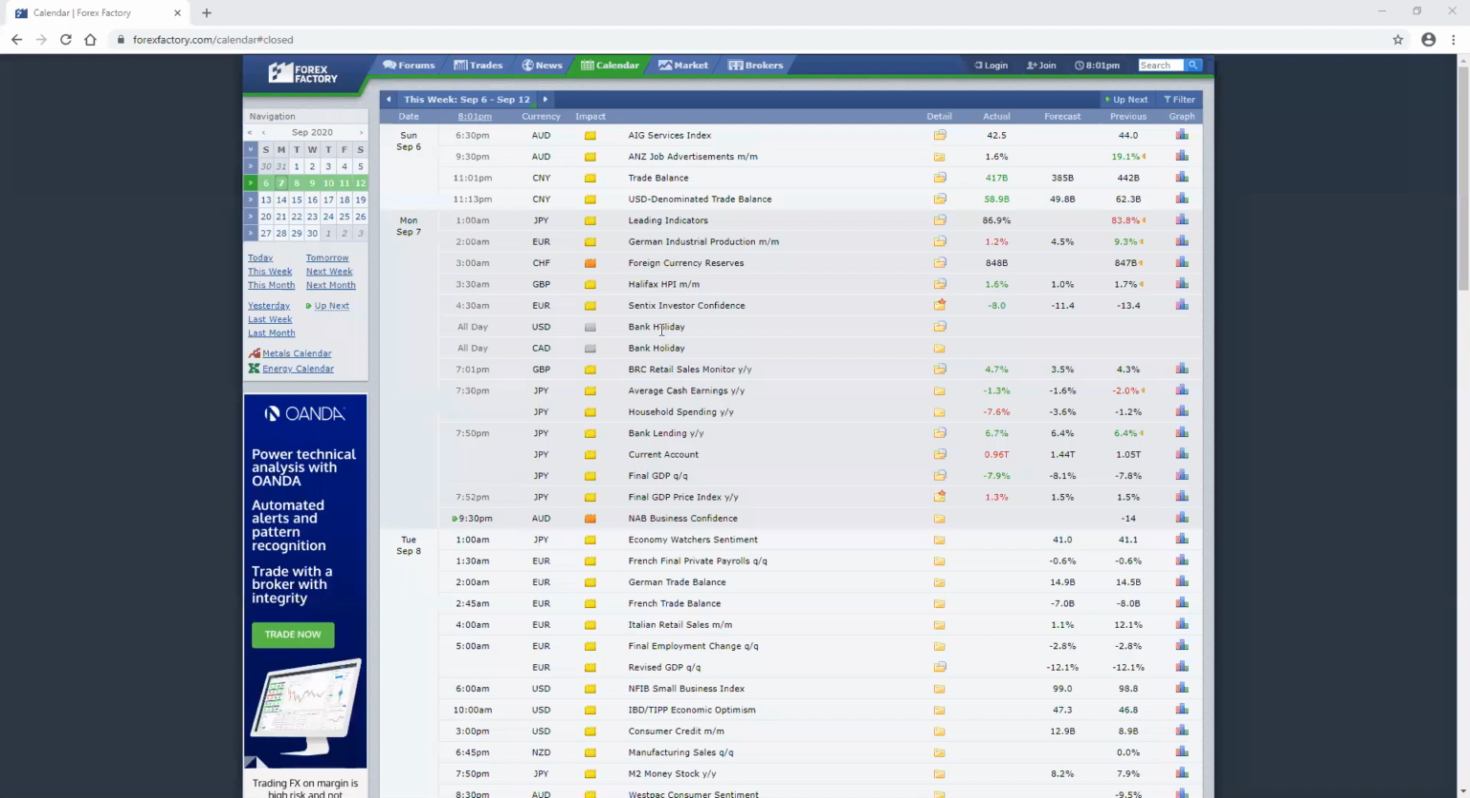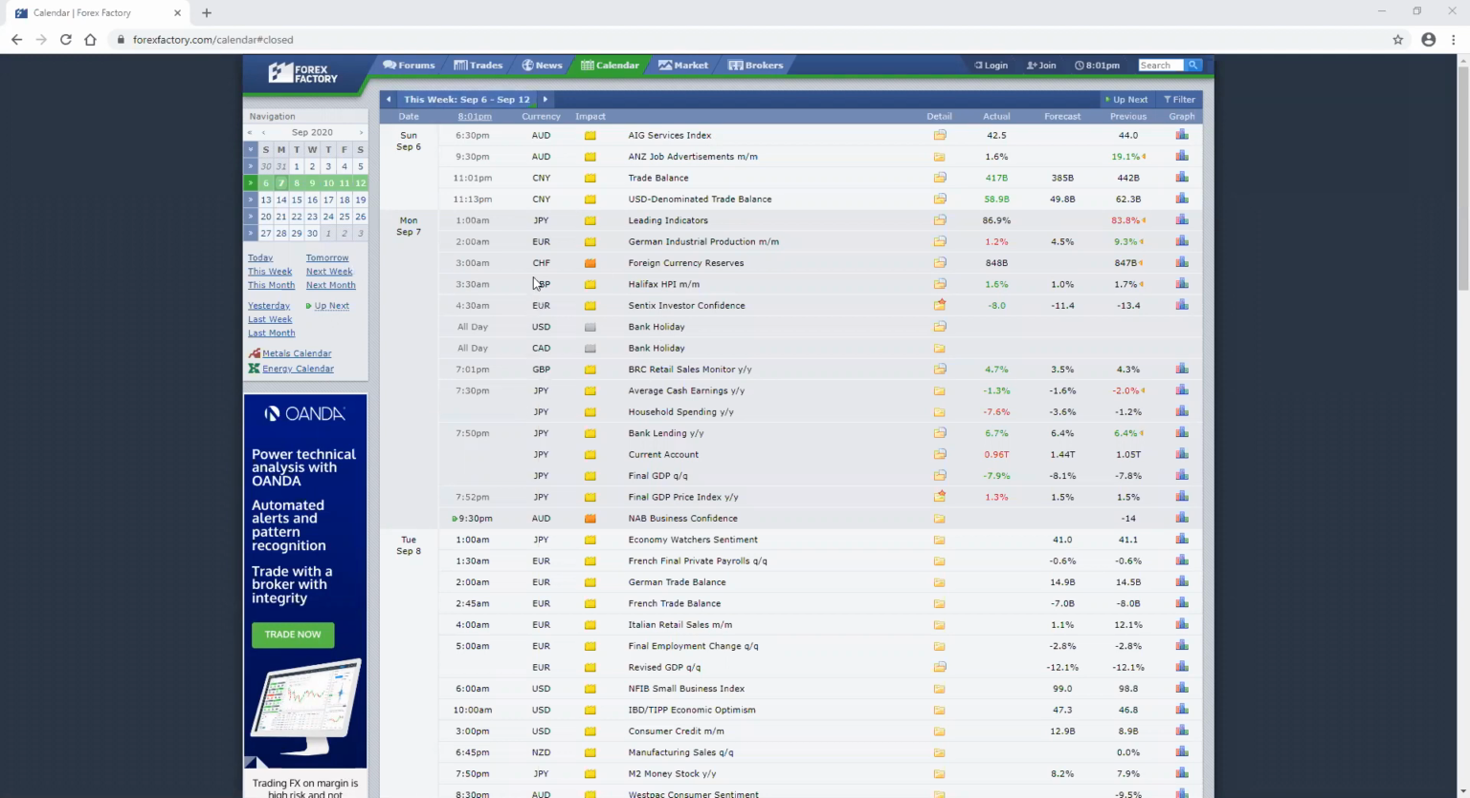Calendar. This is just one of the many places that we use as far as news is concerned to come up with a fundamental basis for how we think the week might go. So this is forexfactory.com.